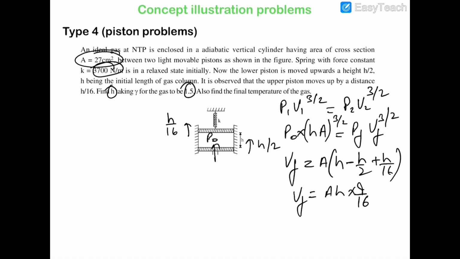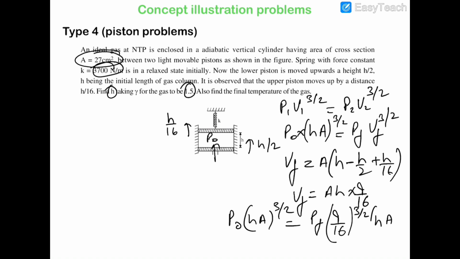So we can use that P naught H A to the power 3 by 2 will be equal to P final into 9 by 16 to the power 3 by 2 into H A to the power 3 by 2. Cancelling this, P final will be equal to 16 to the power 3 by 2, which is 64, and 9 to the power 3 by 2, which is 27. So it would be 64 by 27 of P naught.